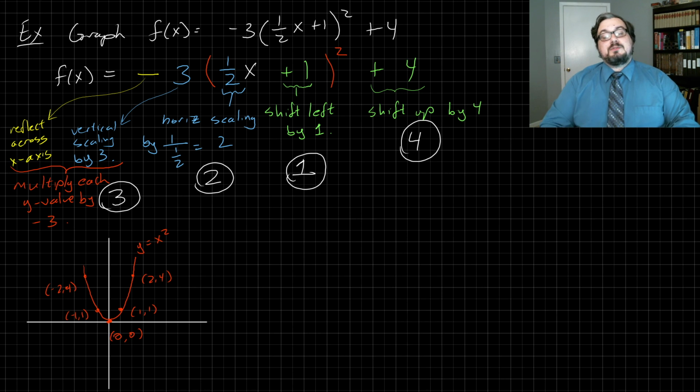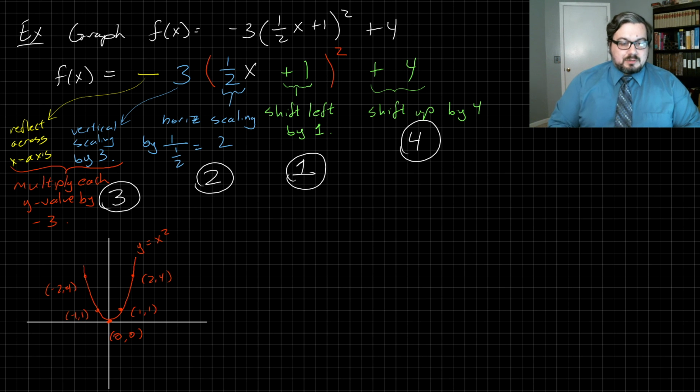So we're going to do these 4 transformations in this order. So let's go ahead and do that. First, we shift left by 1. So each of these points are going to shift to the left by 1. We'll get negative 1, comma 0, negative 2, 1, 0, 1, 1, 4, and negative 3, 4.